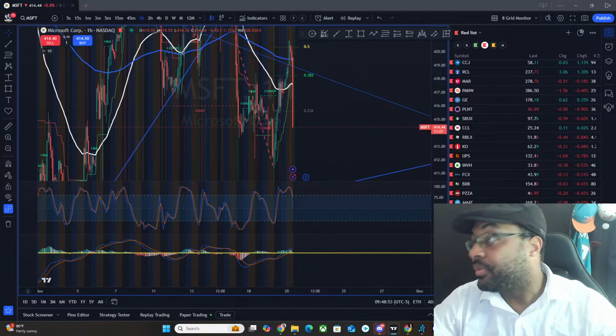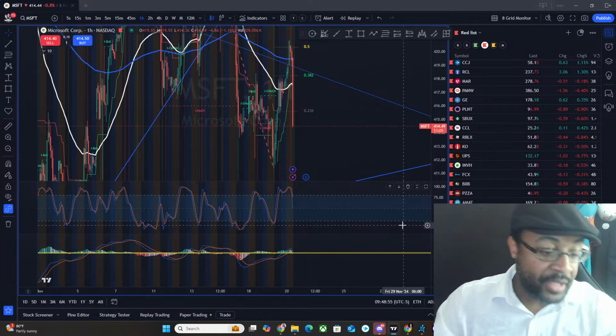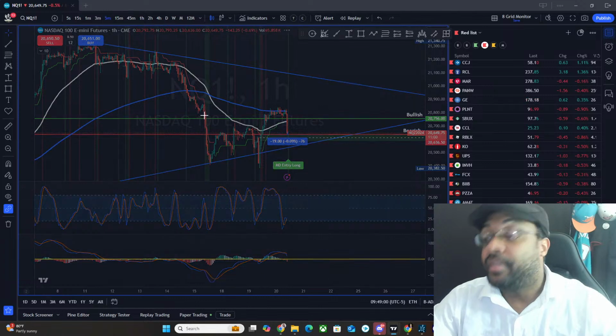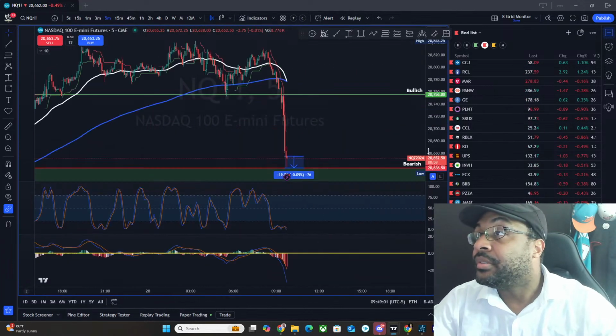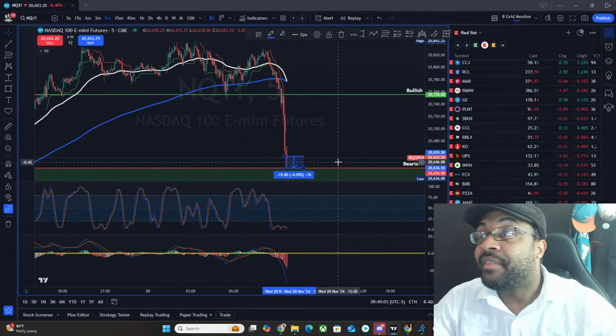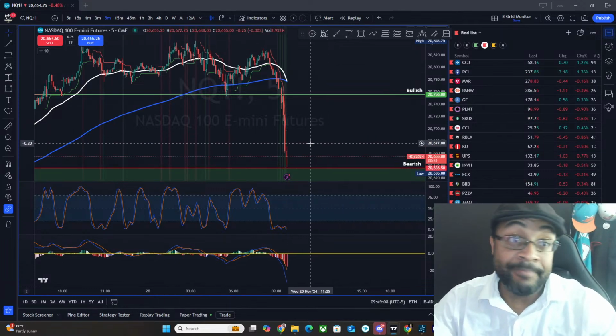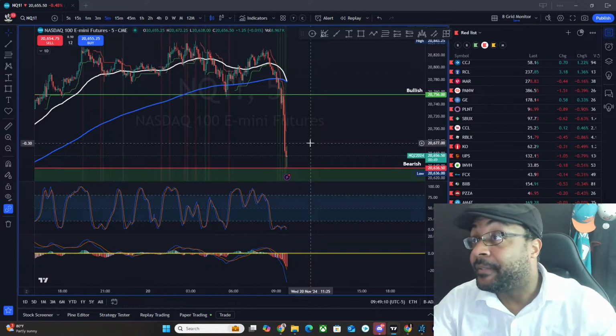Oh, let's go back over to NQ. I think this thing is setting up something. 5 minute. But yeah, that was a 76 tick bounce right off of that support. We'll see. We'll see.